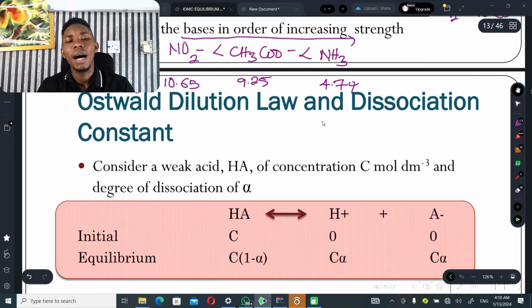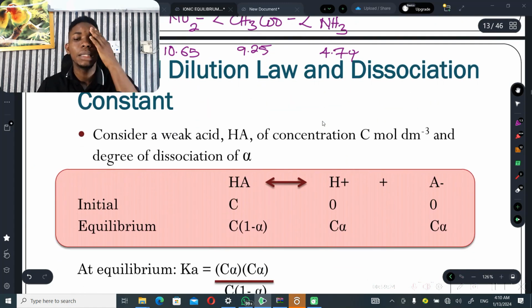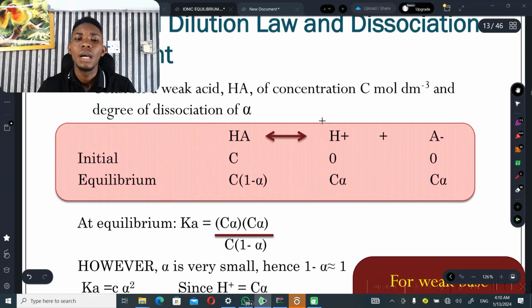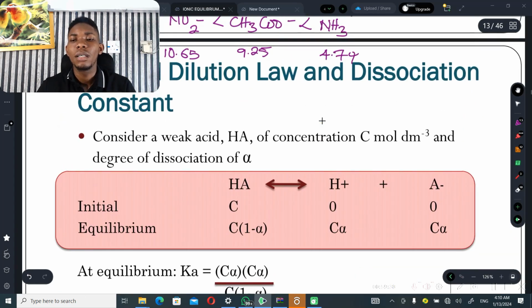Ostwald dilution law and dissociation constant. Now, there's what is called the Ostwald dilution law. Now, consider a weak acid HA of concentration C mole per dm cube. This is a particular concentration, mole per dm cube, and degree of dissociation alpha. Now, when we talk about the degree of dissociation, it's something that you must take into cognizance.